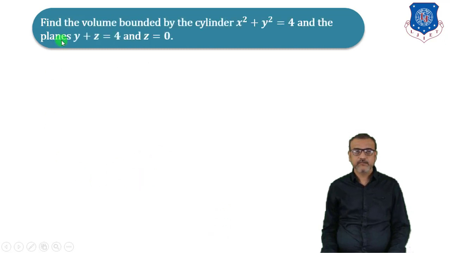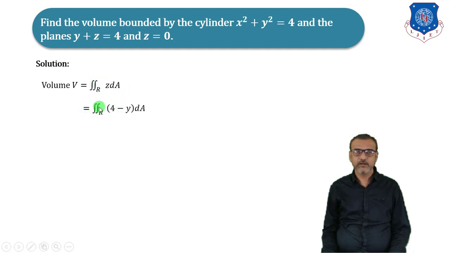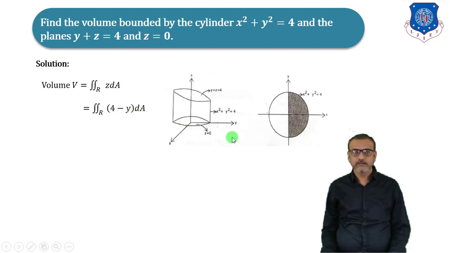Now we will see examples related to this topic. This is example number 1. Find the volume bounded by the cylinder x square plus y square equals 4 and the planes y plus z equals 4 and z equals 0. So here is the solution. Volume V equals double integration of z dA over the given region R, and this equals double integration of z, that is nothing but 4 minus y from this equation, and dA will be as it is. Now this is the diagram.